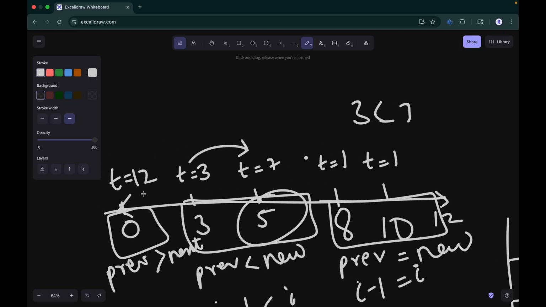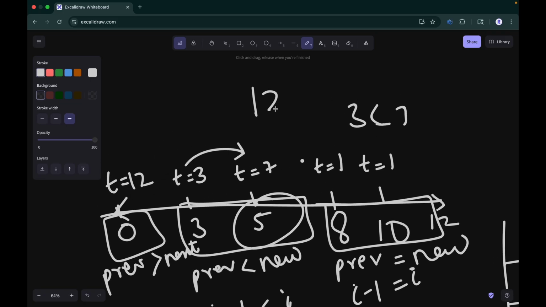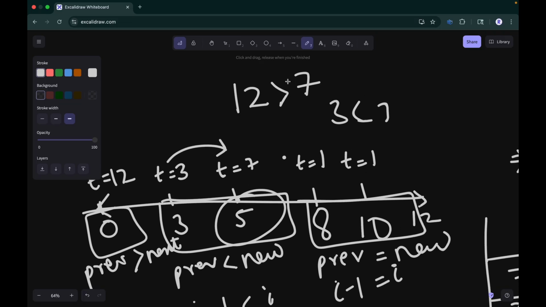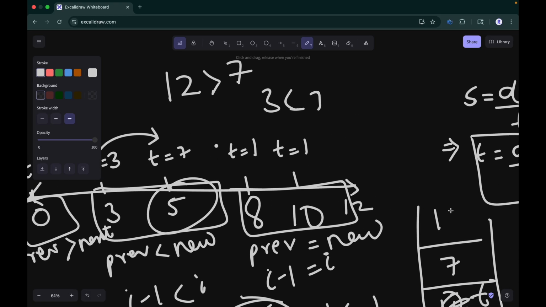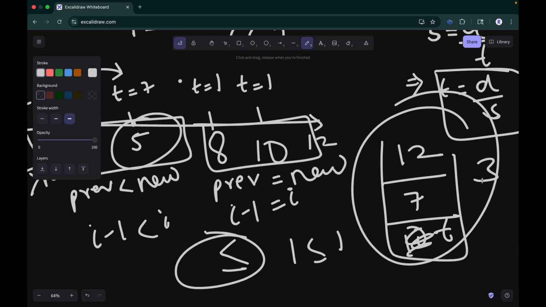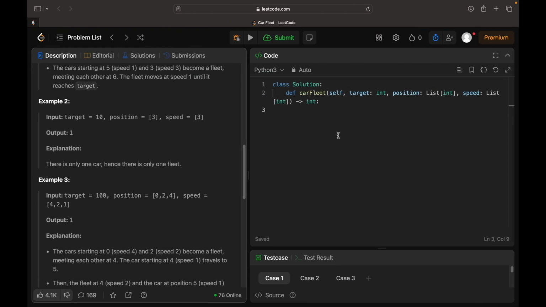Then we have time equals 12. 12 is greater than 7. So it's going to travel independently. It's never going to catch up. So what we're going to do is put in 12 here as well. And that gives us our answer. We have 3 elements in the stack, and that is the number of car fleets. And that's how we are going to do it.